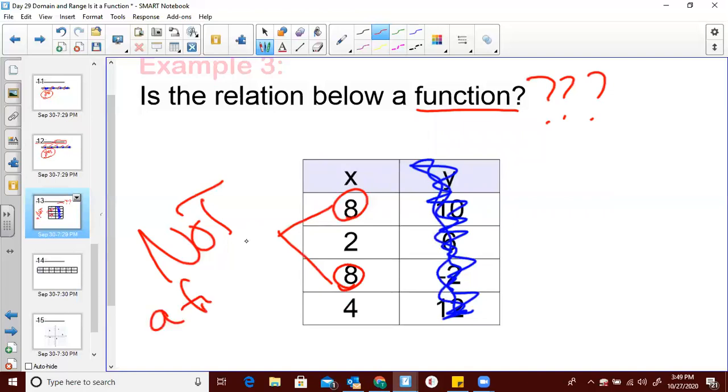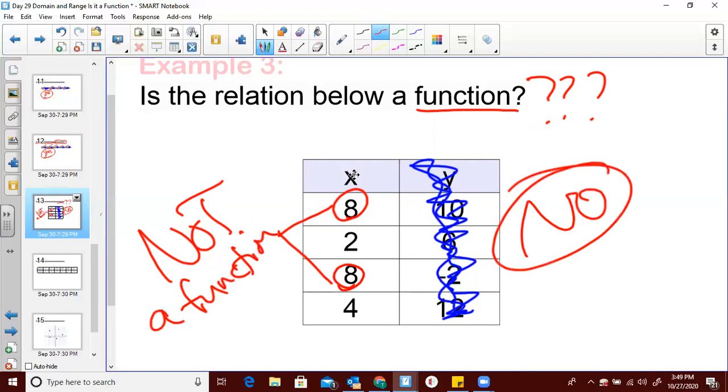Not a function. No. Right, because I have 2 of the same x value. I have duplicates in the x column. I have 2 of the same x value. Cannot be a function.